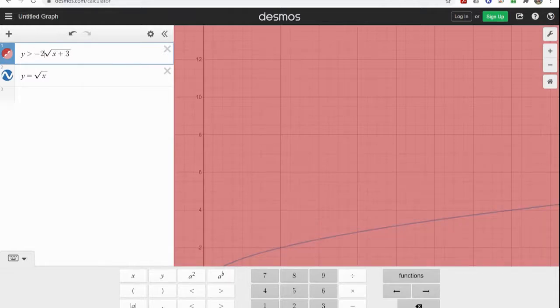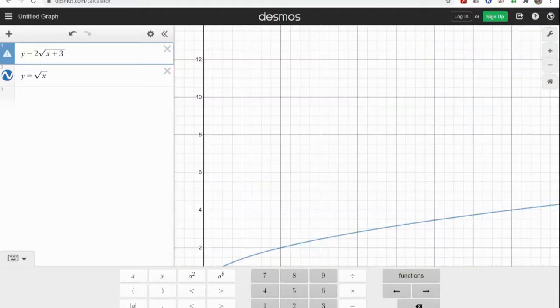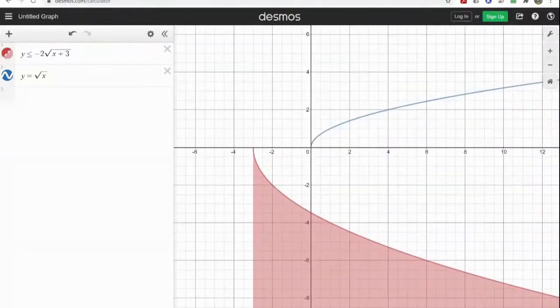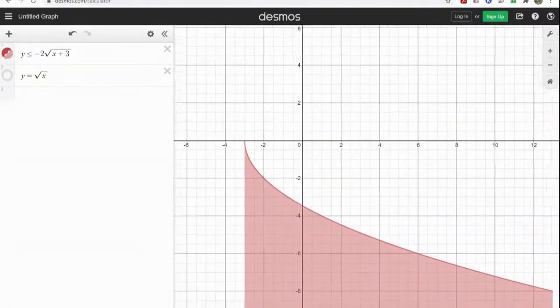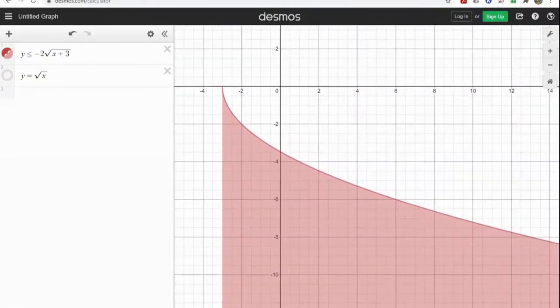-2 root x plus 3. And I had to change the inequality to a less than or equal to. Less than or equal to. Okay, so as we see, we get the same thing we kind of drew.